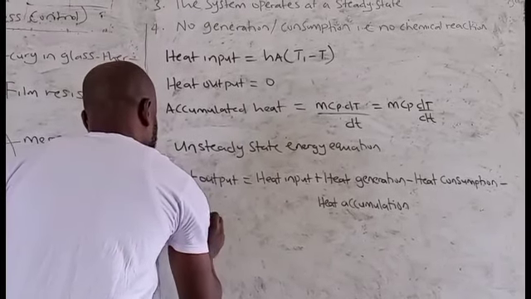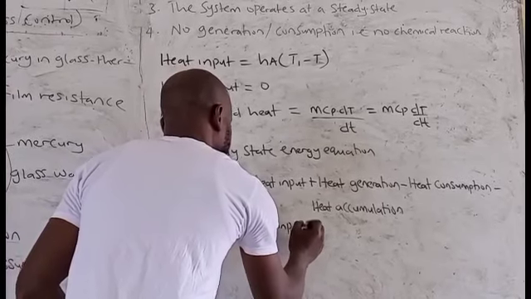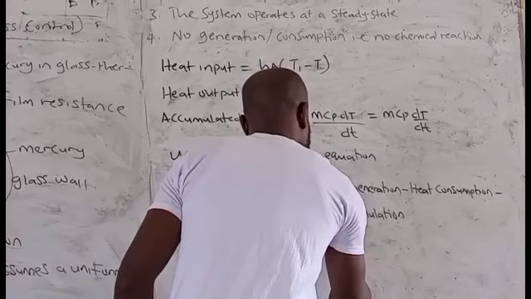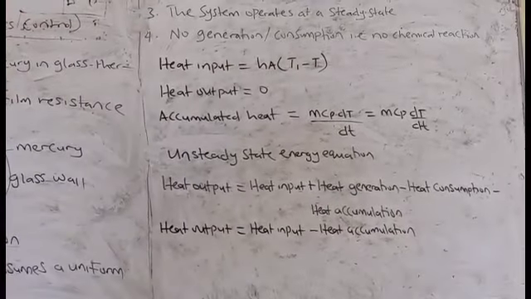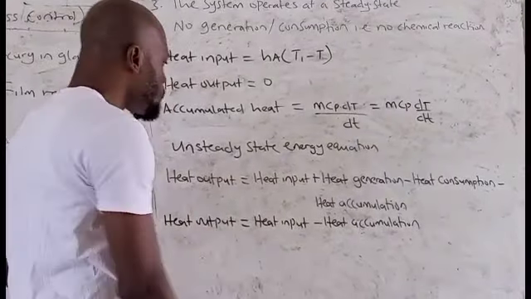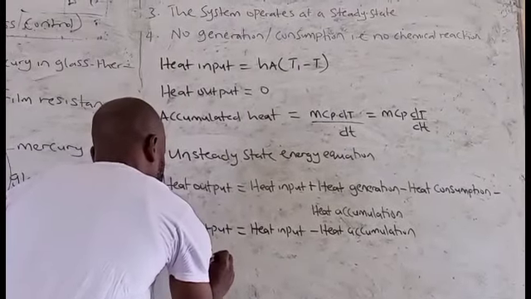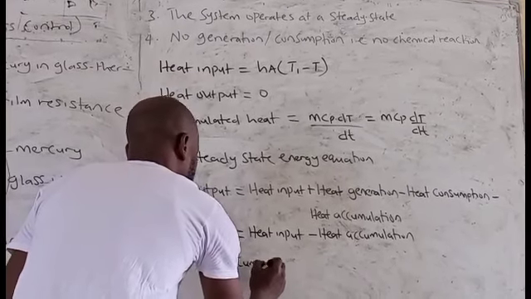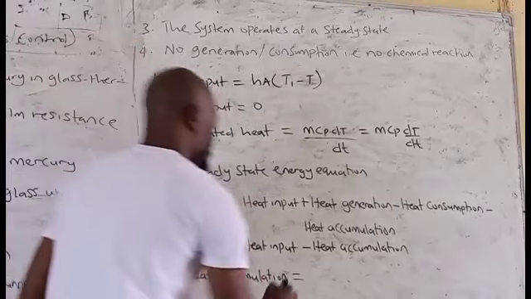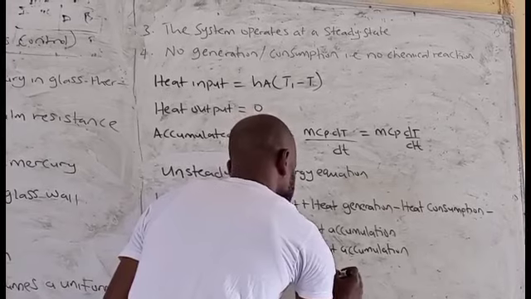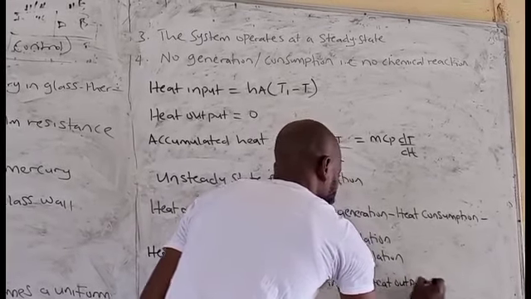So we're going to have heat output equal to heat input minus heat accumulation. Mathematically, if you arrange it and collect items, heat accumulation, or accumulated heat, will give you heat input minus heat output.